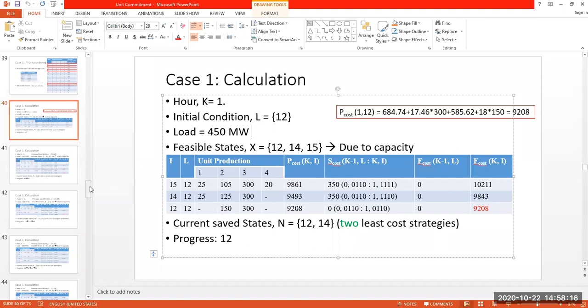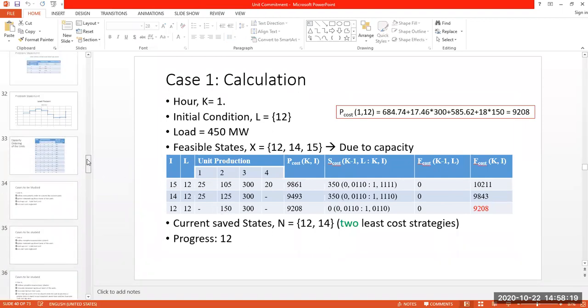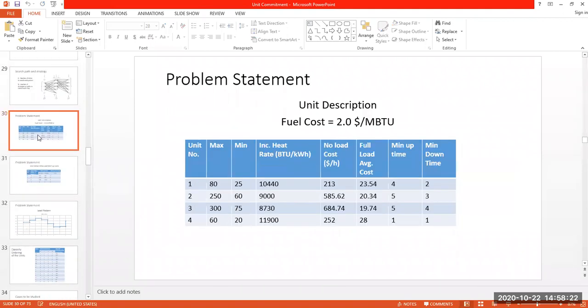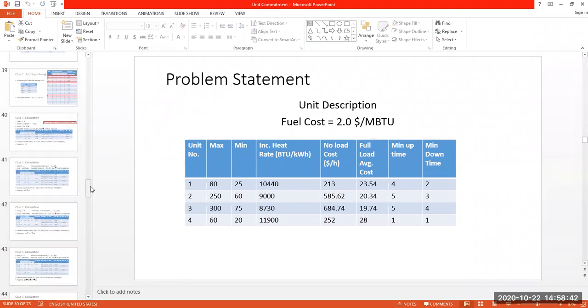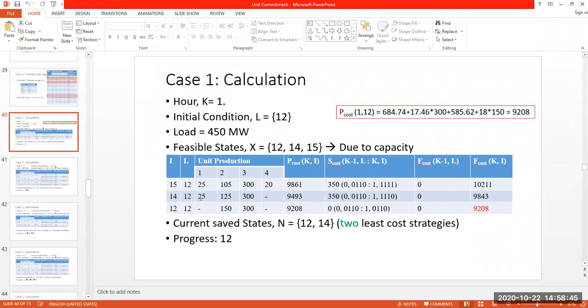But there is some minimum requirement from unit number 1. You see there's some minimum 25. If I decide to run unit number 1, then I have to at least take 25 out of it. I can't take anything less than that. That's why I can't take the remaining 150 from unit number 2. So I have to take the minimum from unit number 1, and then the remaining I will take from unit number 2.